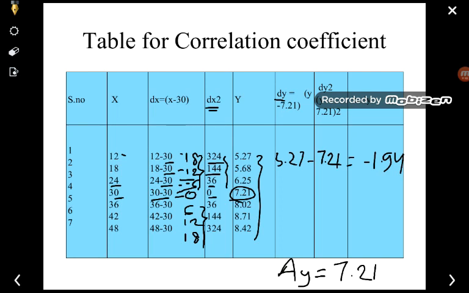In this way we have to find out the dy for each y variable, and then we have to square it. Then we have to multiply this dx with the dy. After plotting the table, you can see the data represented in this way. Yesterday we already dealt with how to find the dx, dx square, dy and dy square, as well as dx into dy.